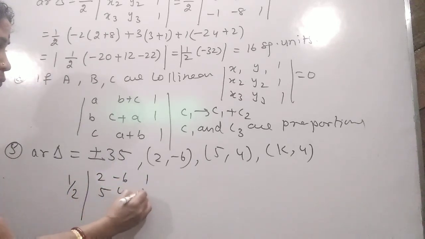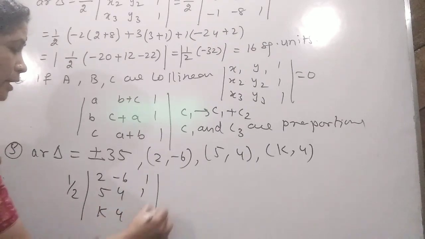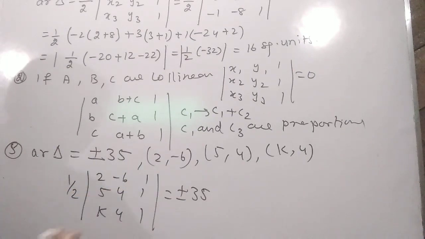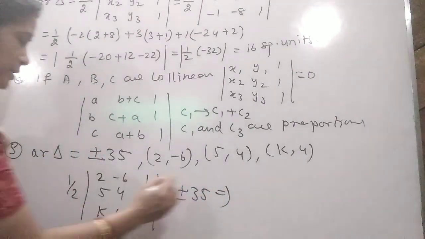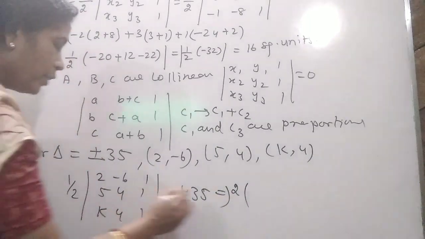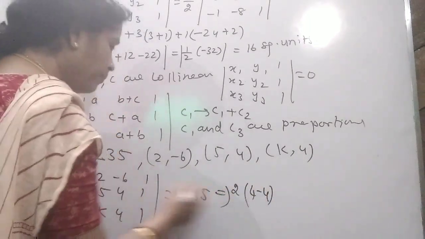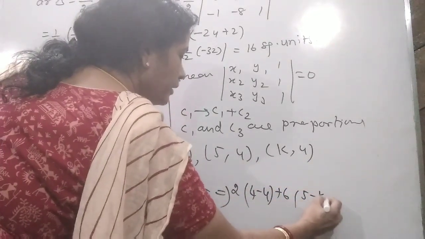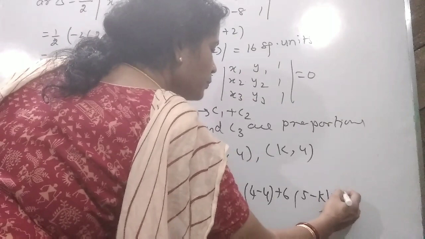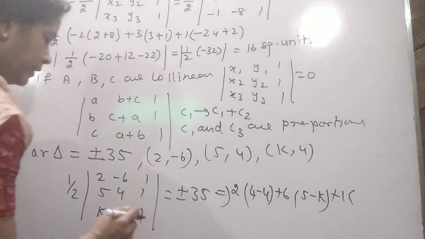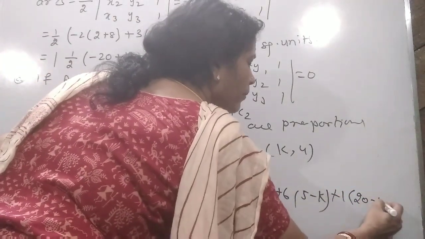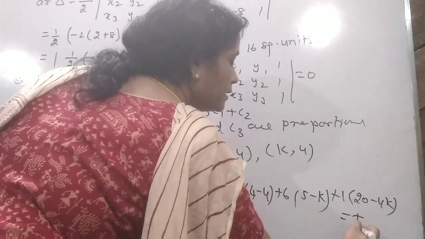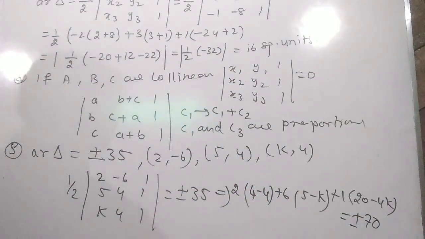That is the determinant with rows 2, minus 6, 1; then 5, 4, 1; then k, 4, 1, equal to what is given here, plus or minus 35. Now the 2 goes to that side, so if I expand, 2 into the multiplication downward, 4 minus 4, and then plus 6 into the corresponding minor, 5 minus k, and then plus 1 into the corresponding minor, we will get 20 minus 4k equal to plus or minus 70, since the 2 goes to that side.